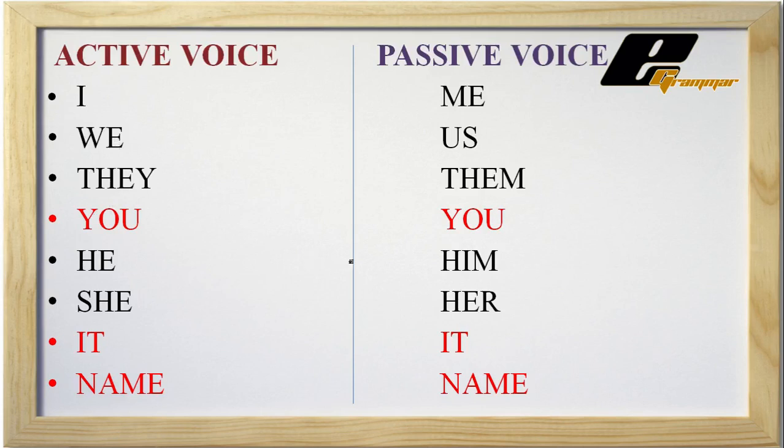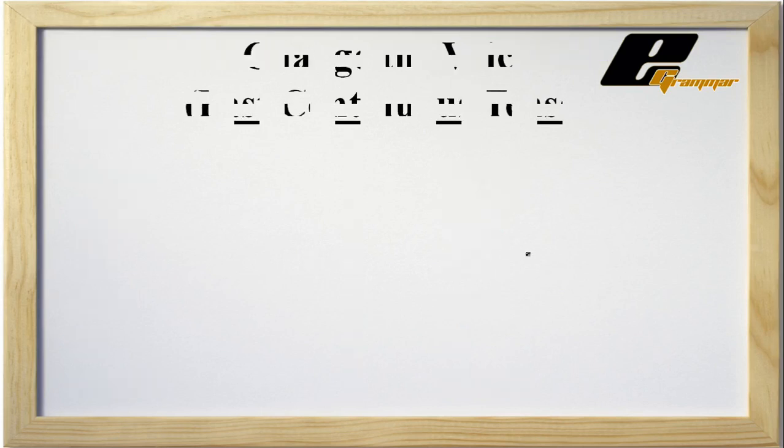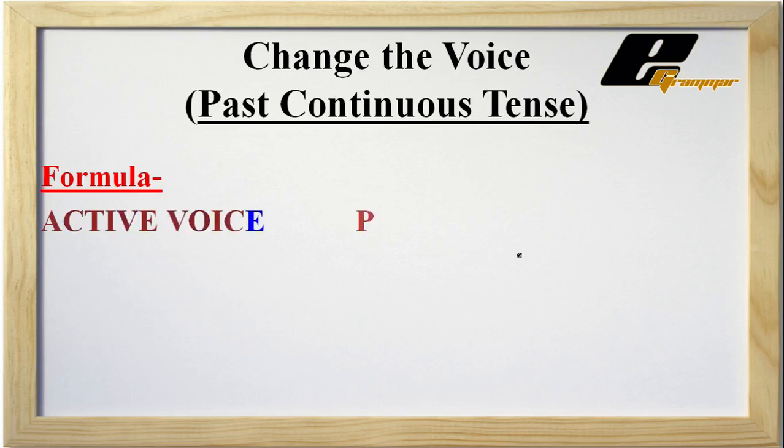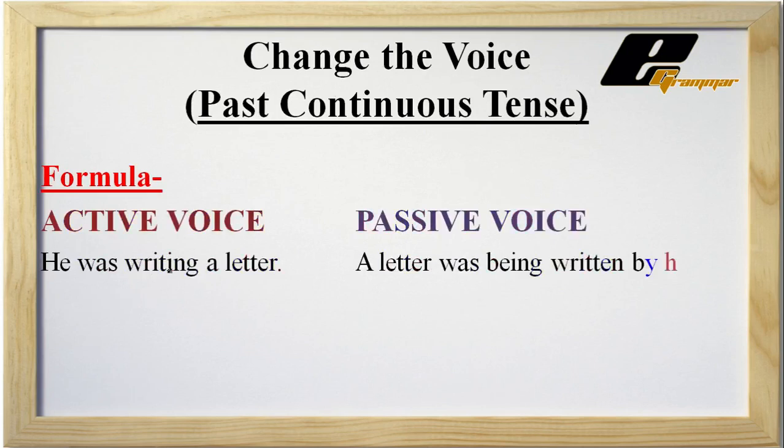Now let us see how we convert an affirmative sentence in past continuous tense into passive voice. Let me write the sentence first: He was writing a letter. In passive voice, a letter. Our object is singular, that's why I'm using was. Exactly after was I have to use the word being. It is compulsory in past continuous tense. A letter was being written by him.